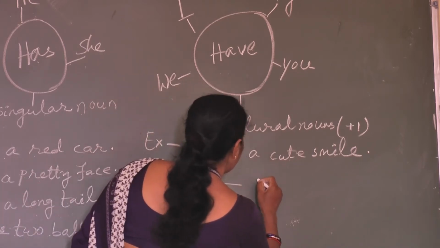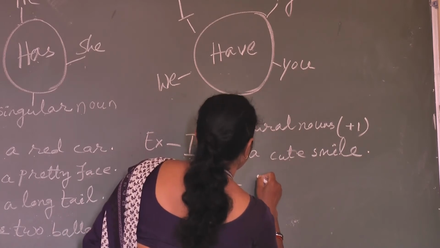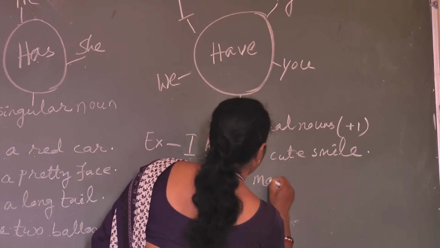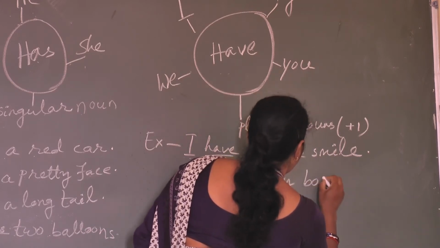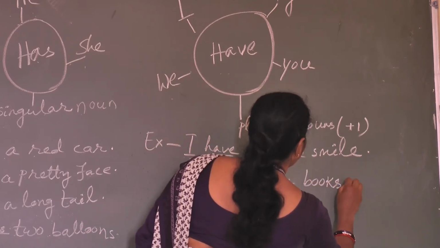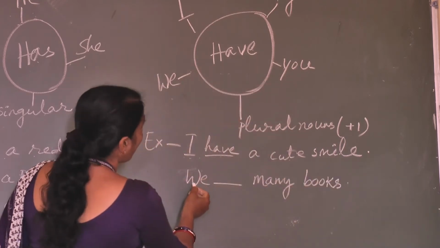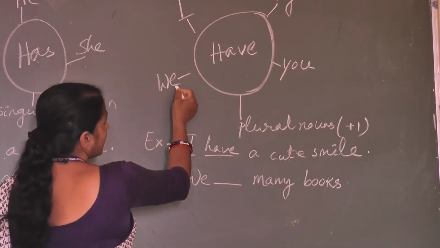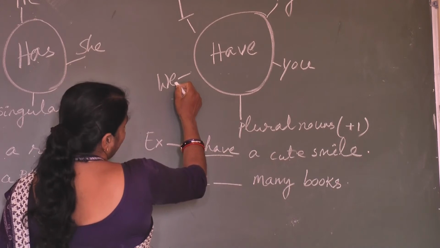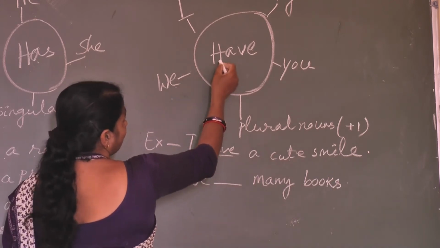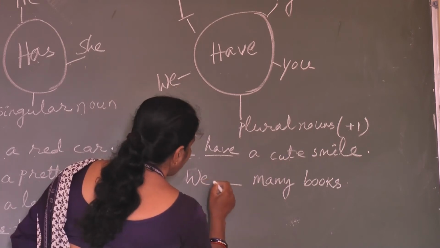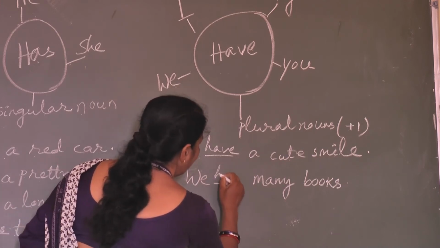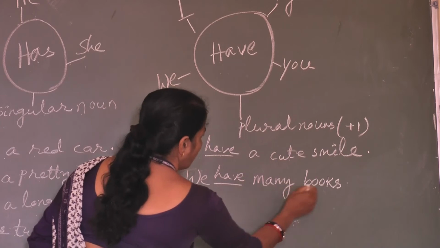We dash many books. You see the word we is here? Yes. We use have for we. So fill in the blanks here. We have many books.